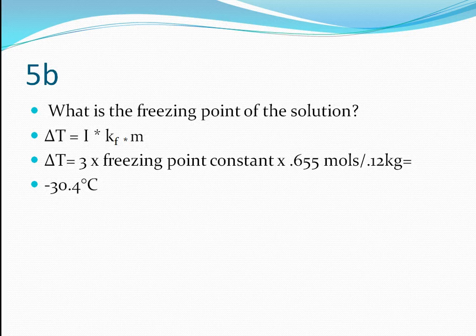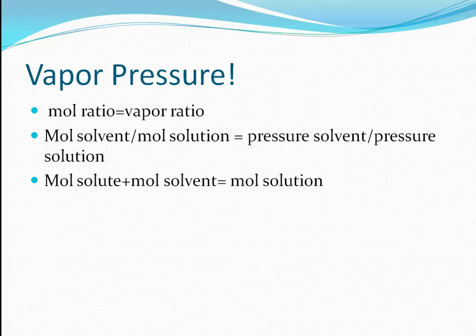What is the freezing point of the solution? You have delta T equal to i times Kf times m. Delta T is equal to 3 times the freezing point constant times 0.655 moles all over 0.12 kilograms, which is equal to negative 30.4 degrees Celsius. All you changed was the constant, from the boiling point constant to the freezing point constant.